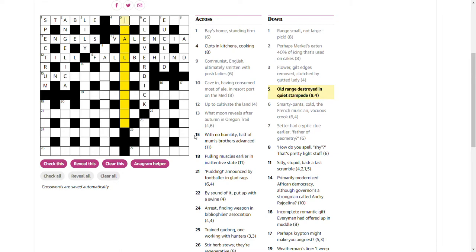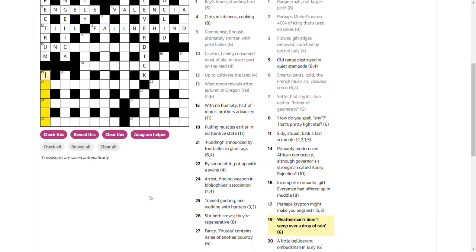Okay, where do you want to head next, special guest? 18 across, looks good. Pulling muscles earlier in inattentive state. Maybe not. Maybe skip that one. Let's try this one. Weatherman's line. I weep over a drop of rain.